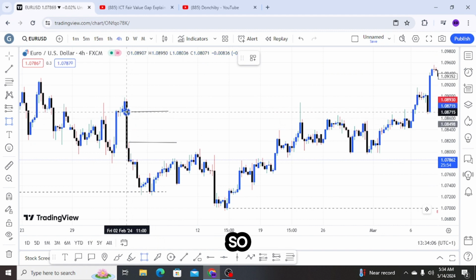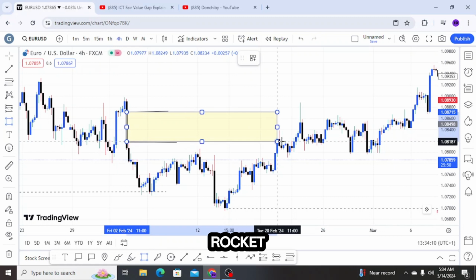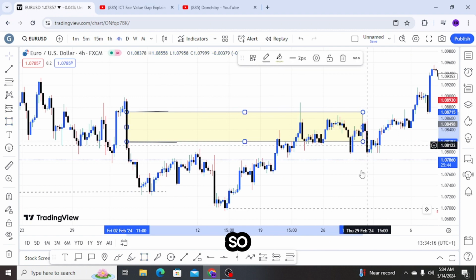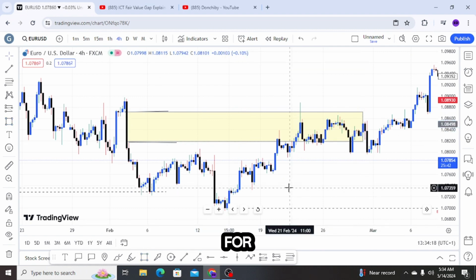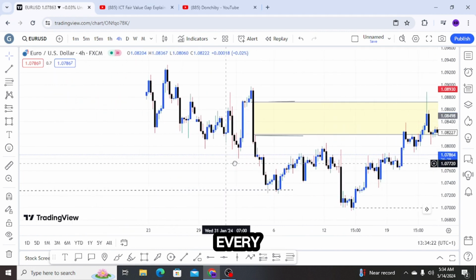So most of the time this gap must be filled. It's not rocket science, it must be filled. You see it later came back to that point to fill the gap. So that is how you use it for your trading. You can see how it is happening every time.